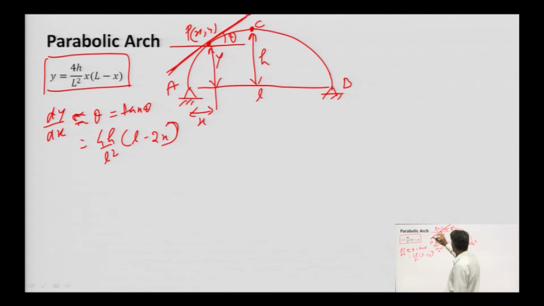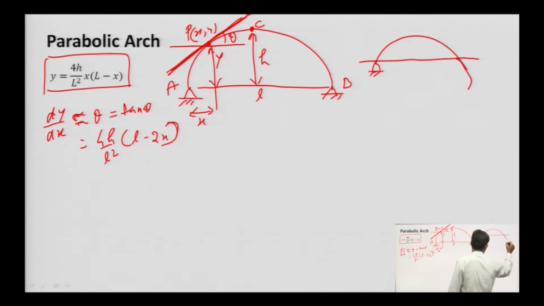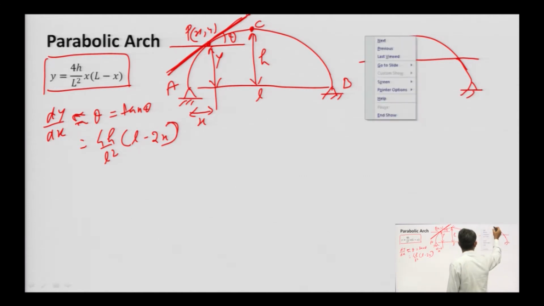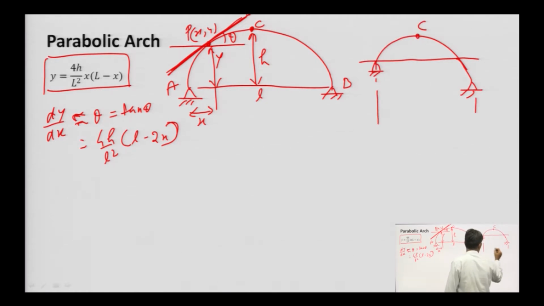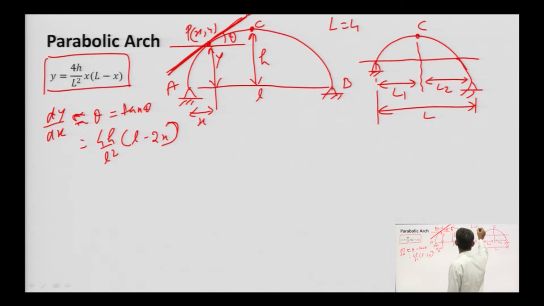Another thing is that if the levels of the parabolic arch supports are not the same, that is, if the situation is like this, suppose this is the crown C. And the total distance given is L. Suppose this distance is L1 and this distance is L2. So, L is equal to L1 plus L2.